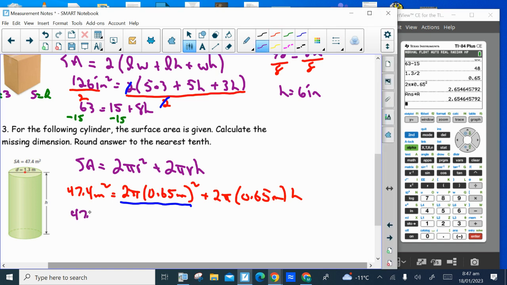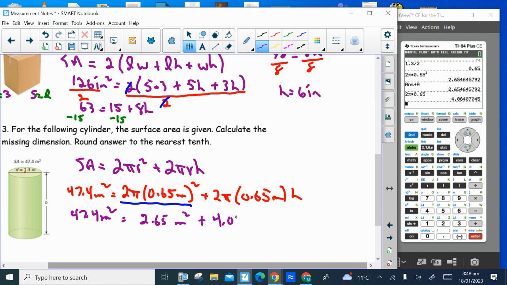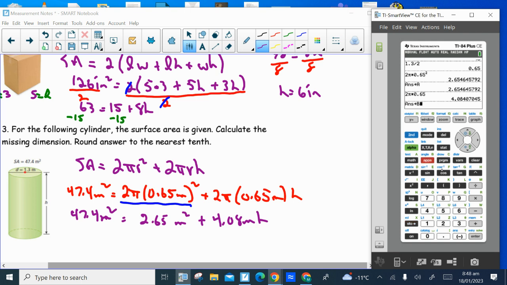But right now I have 47.4 meters squared equals 2.65, and I just rounded it off to write it down, plus, now on the right side I can do a little bit of simplifying by multiplying 2 pi by 0.65, not 0.65 squared, just 0.65, which is 4.08 meters times h. And I'm going to store this number into memory slot B because I'm going to need it.